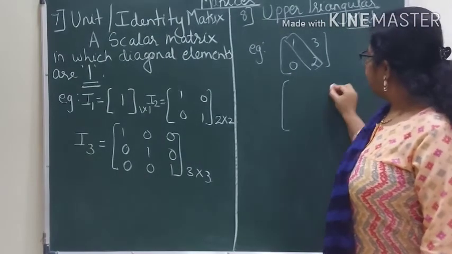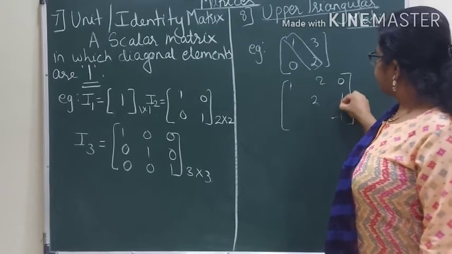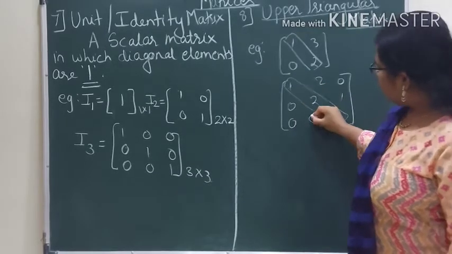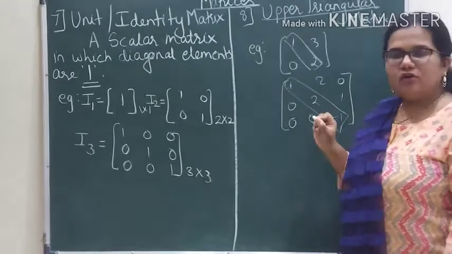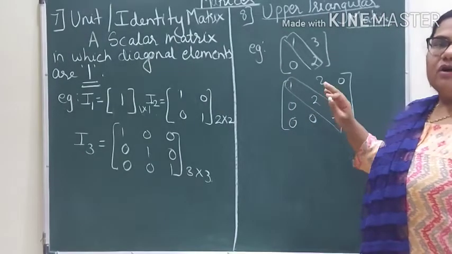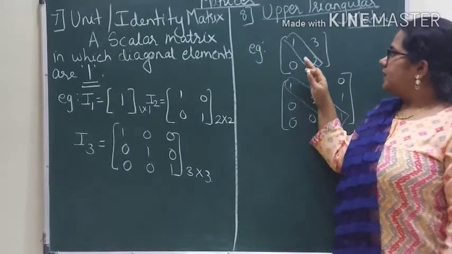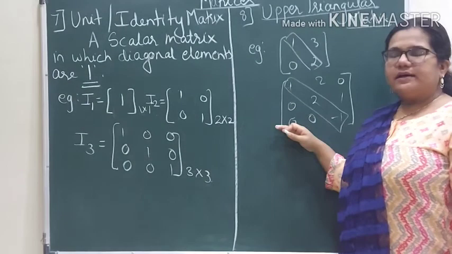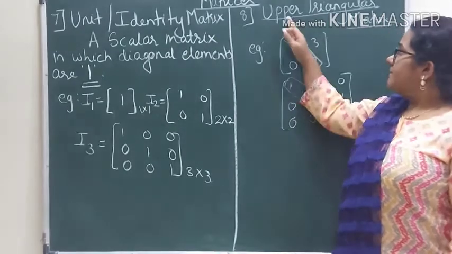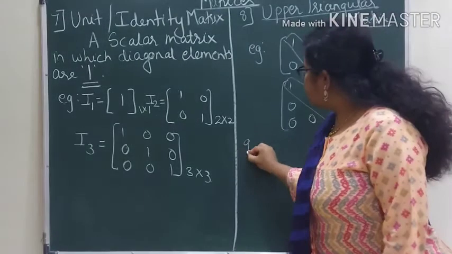Let us take one more example of order 3. So you know this is the diagonal. The elements below the diagonal, you can see all the 3 elements are 0. Therefore, this is an example of an upper triangular matrix. Understood? Where elements below the diagonal are 0, these types of matrices are called upper triangular matrices. Okay?